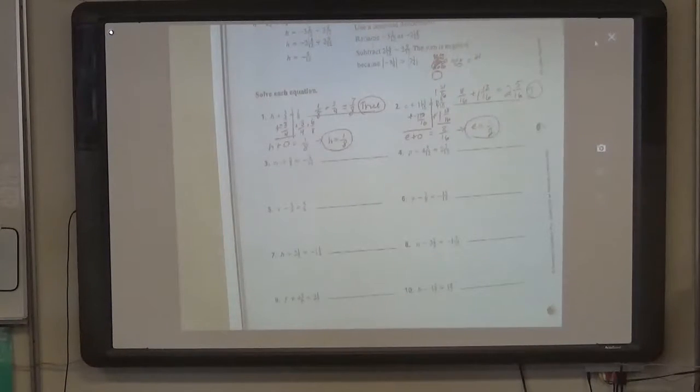Wait, when is our test? Next Wednesday probably. Is it a quiz or a test? It's like a 20-point quiz, so it'll be 4 points per question. Actually no, 3 points per question: 1 for showing your work, 1 for the solution, and 1 for the check. Okay?